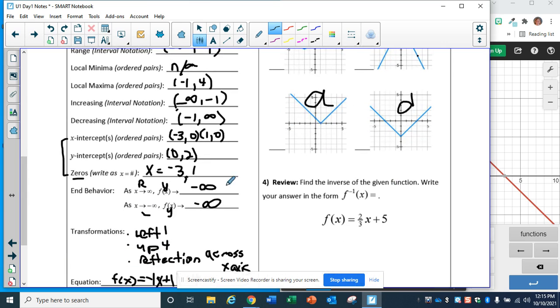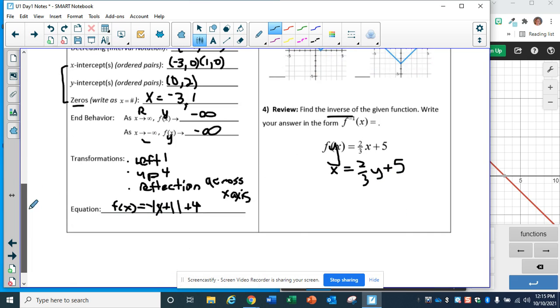And then finally, I want to do the inverse. So I have to switch, right? This means Y, so I'm going to switch them. I'm going to make this X equals 2/3 Y plus 5. That's what the inverse means. The domain and range are switched. So X and Y are switched.